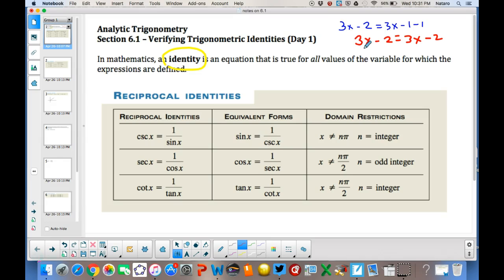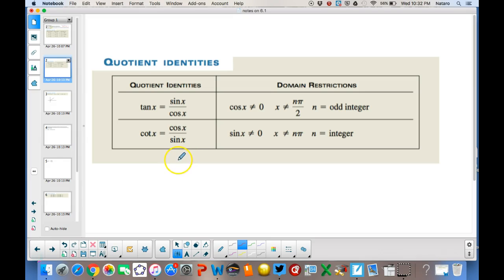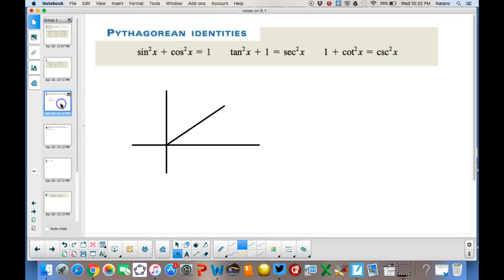We have reciprocal identities, the fact that cosecant is a reciprocal of sine, and sine is a reciprocal of cosecant. That's one of the reciprocal identities. We also know cosine and secant are reciprocals, and tangent and cotangent are reciprocals. So those are reciprocal identities that we've already worked with. We also have some other identities that we've worked with, the quotient identities. We know that tangent is defined as the ratio of sine to cosine, and cotangent is the ratio of cosine to sine. And then we have some new identities here called the Pythagorean identities.